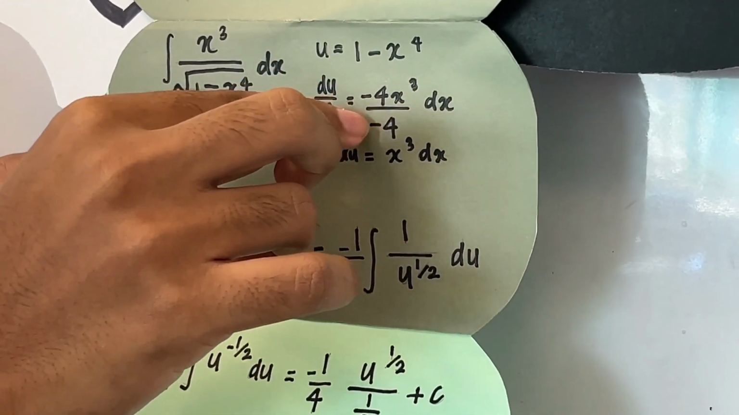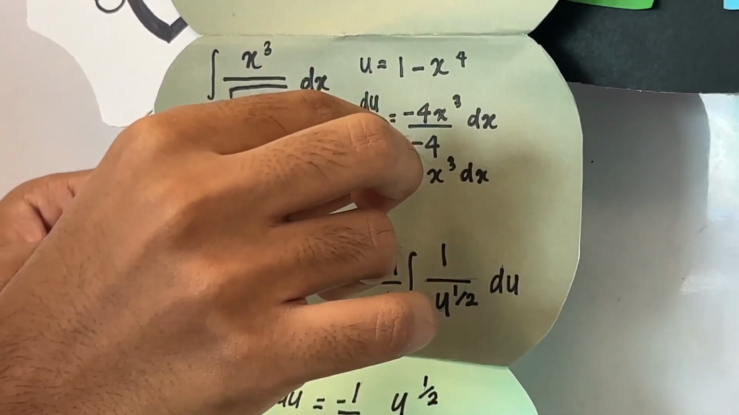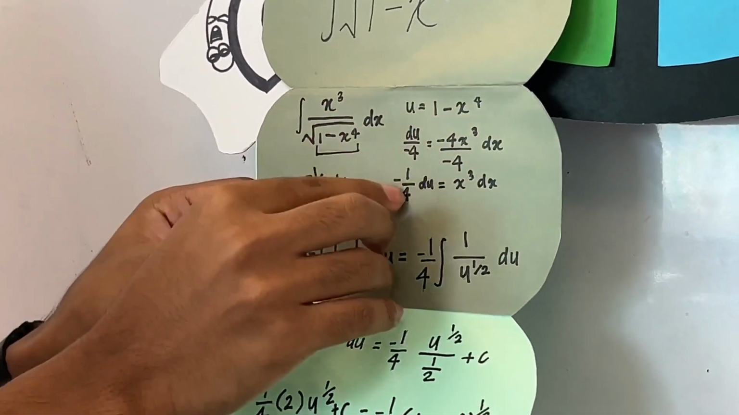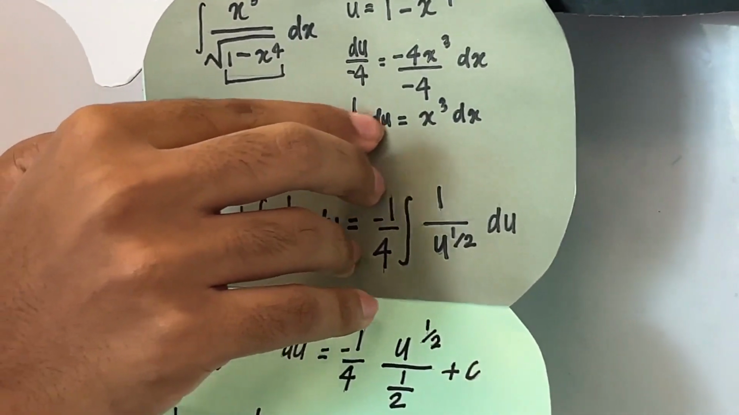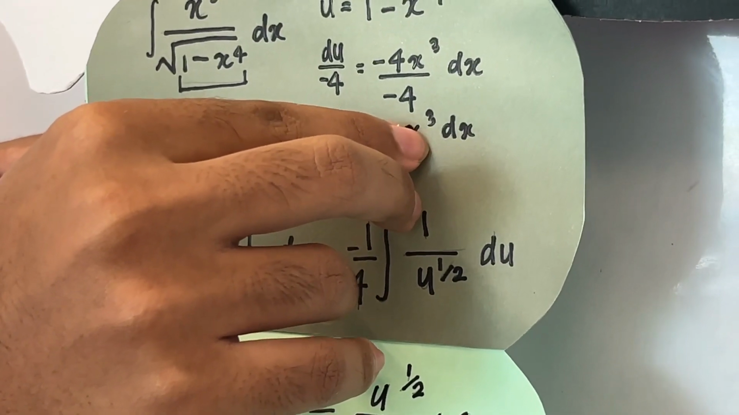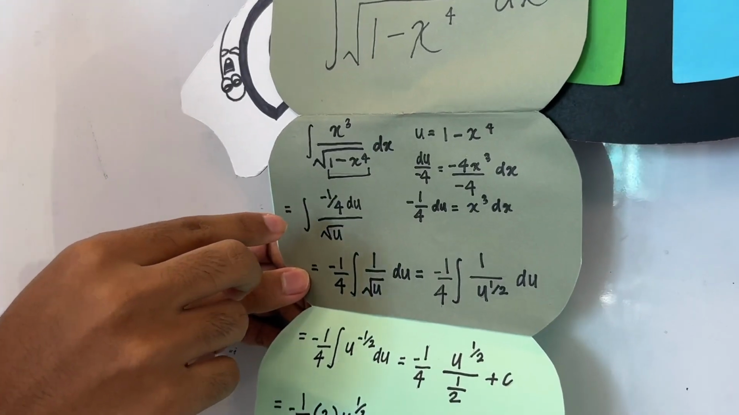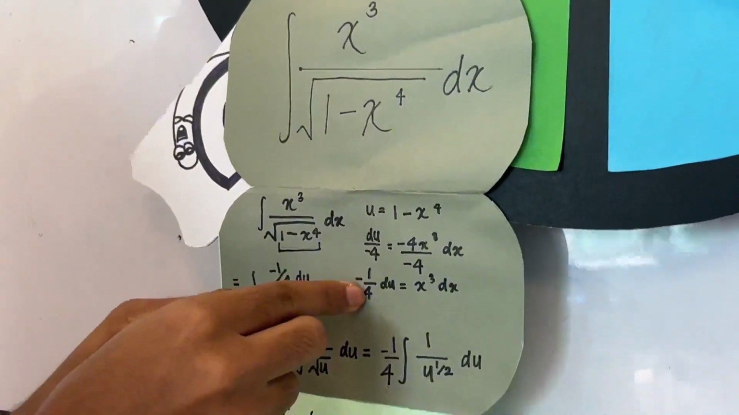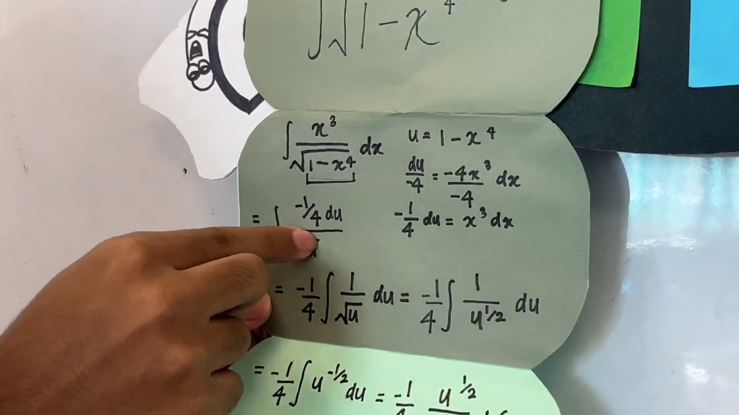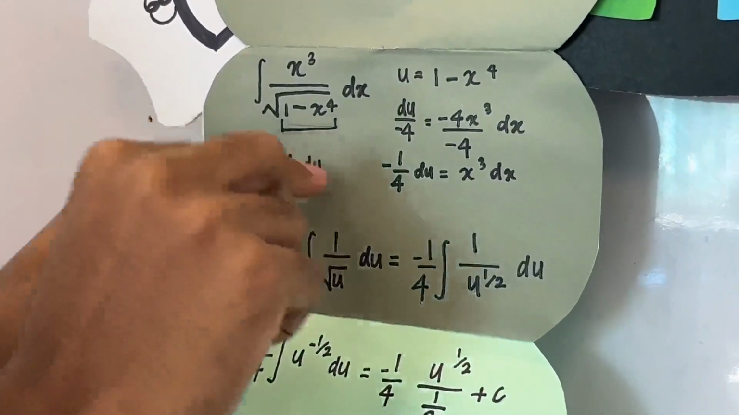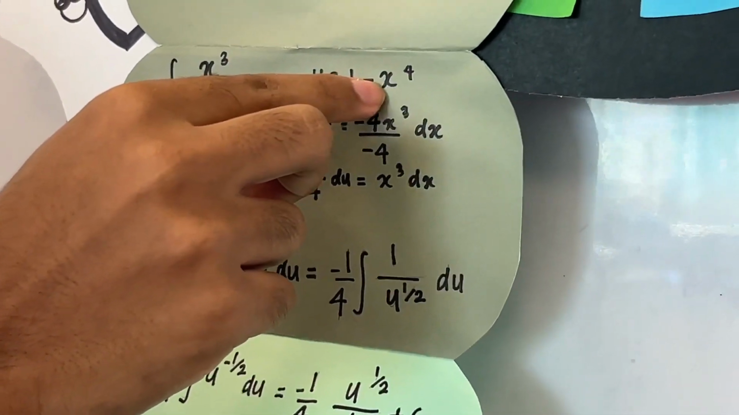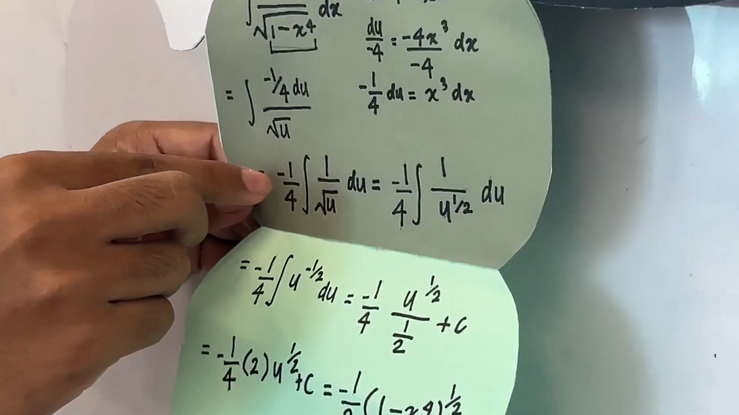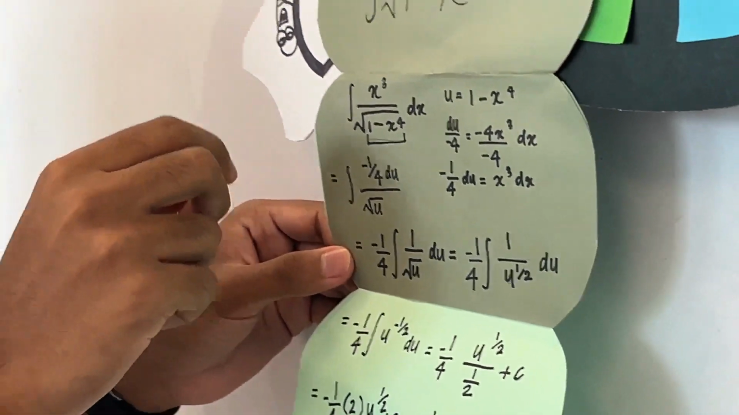So next we need to divide both sides by negative 4, to make it the same as our x to the power of 3. So we will get negative 1 over 4 du equal to x to the power of 3 dx. So we can continue to our integration. As we all know, in place of x to the power of 3, we can substitute the value of negative 1 over 4 du here over square root of u, because our u is 1 minus x to the power of 4. Next, we can take out the negative 1 over 4 because it is a constant.